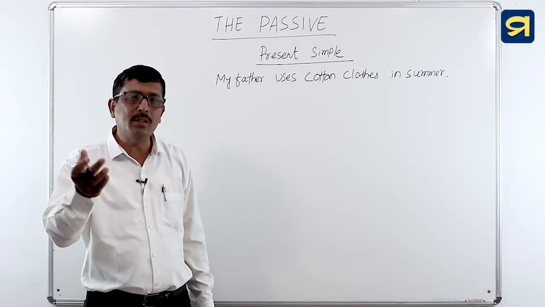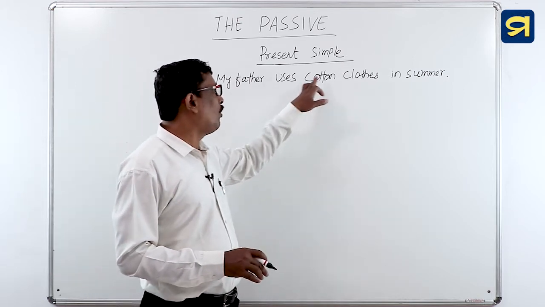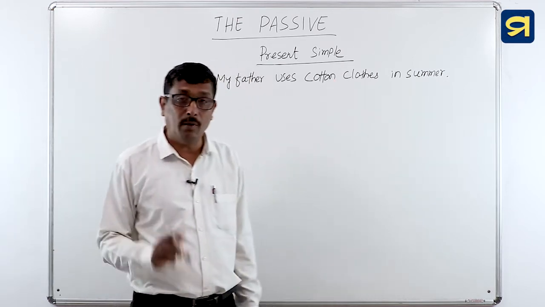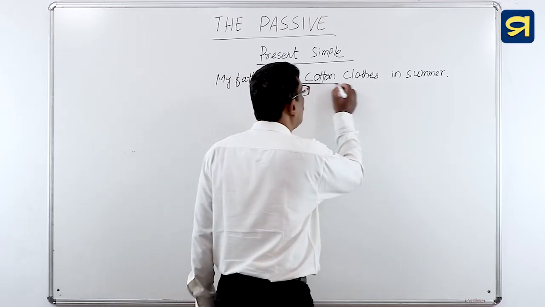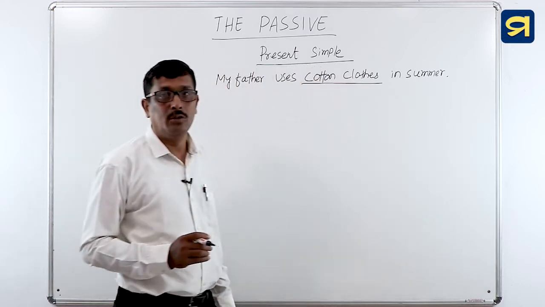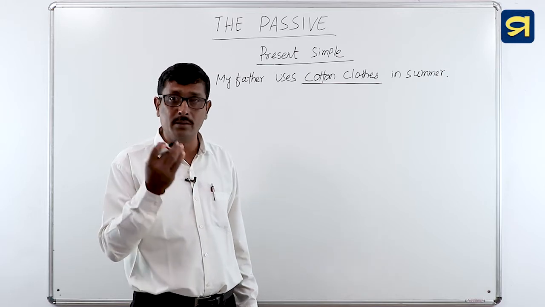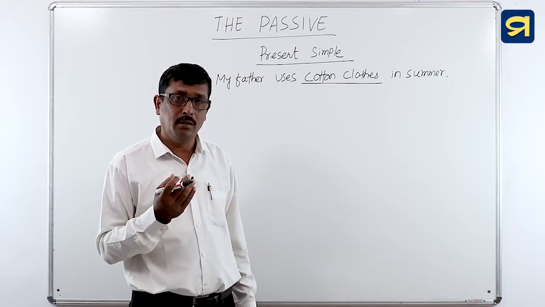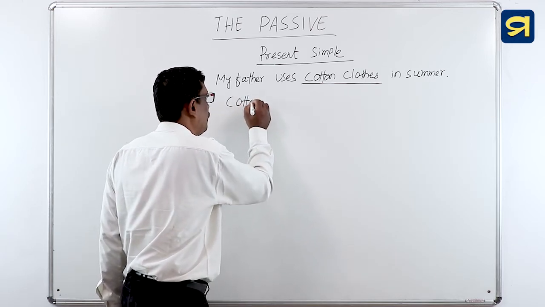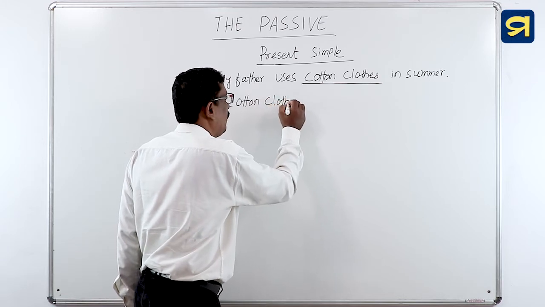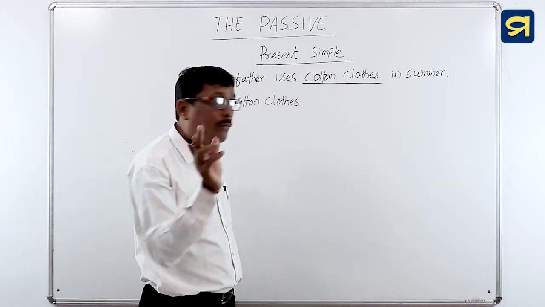Dear children, you change the voice by yourself. My father uses cotton clothes in summer. Find the object of the sentence. Very good. Cotton clothes is the object of the sentence. So accordingly, we will change its voice, following the present simple passive pattern. Here the object is cotton clothes. Cotton clothes is plural. So here what will we use? Very good. Are.